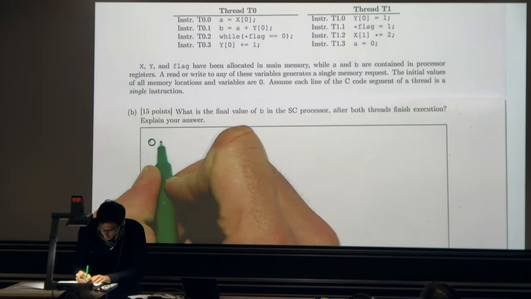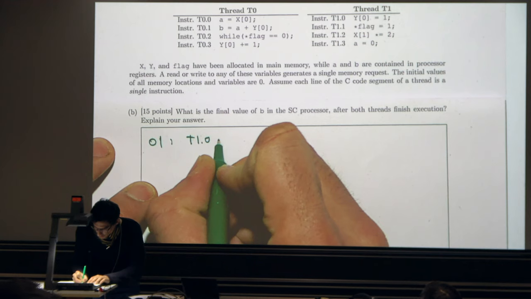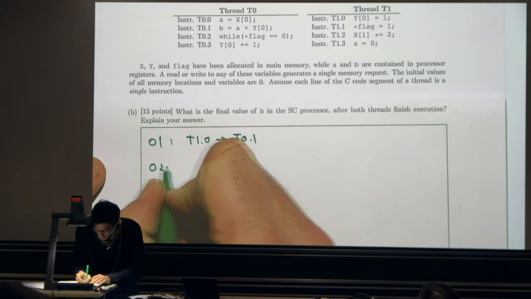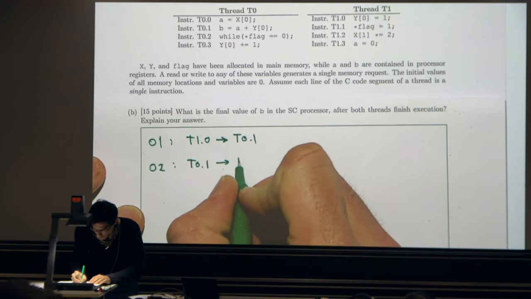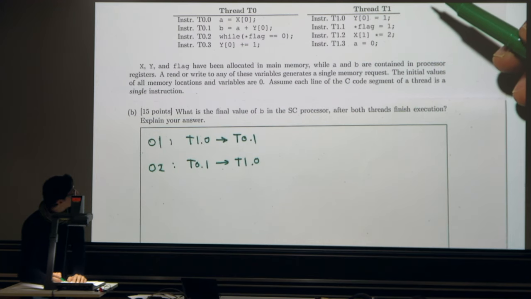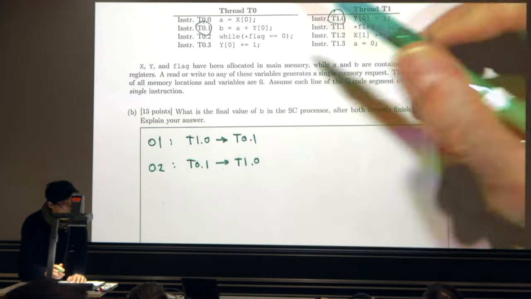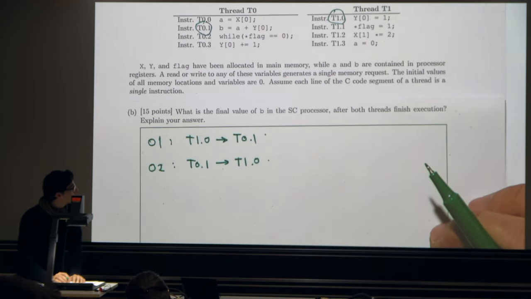The first ordering, let's call it O1, happens if T10 is executed before T01. And the second possible ordering happens if it is the other way around, right? T01 happens before T10. Why is this possible? Because across threads, there is no way of enforcing that this T10 happens before this T01 or the other way around. So we don't know how these two memory requests are going to be served, and based on that, any of these two orderings could happen, right?